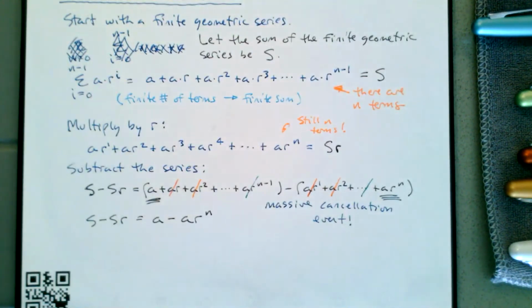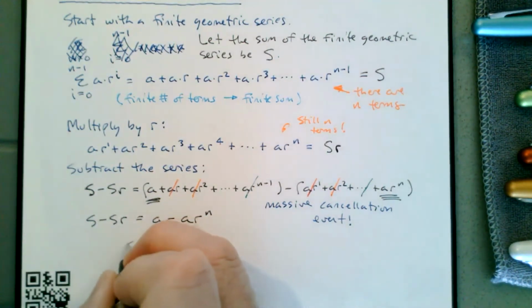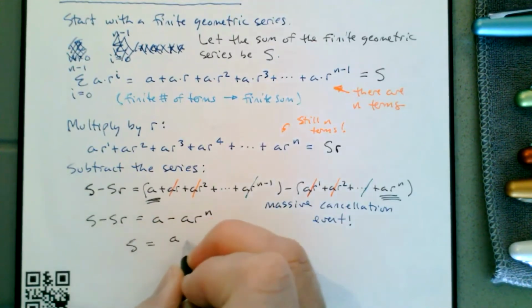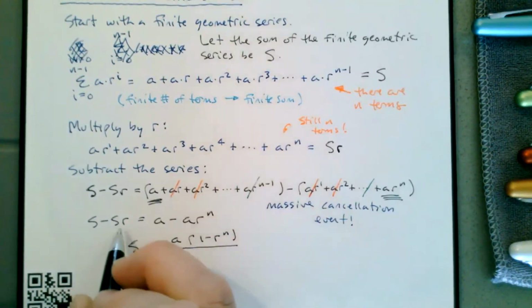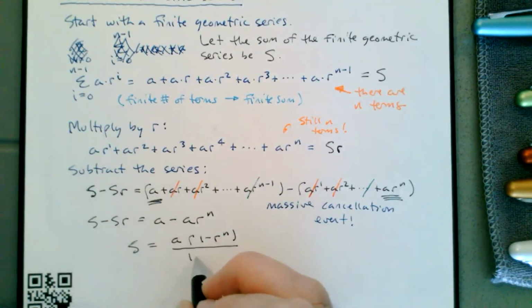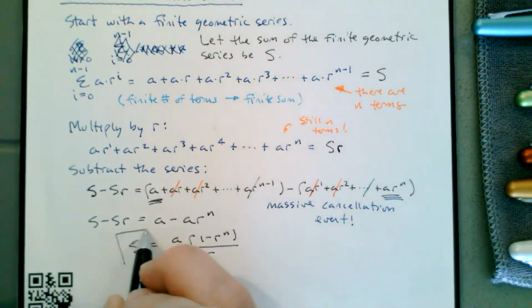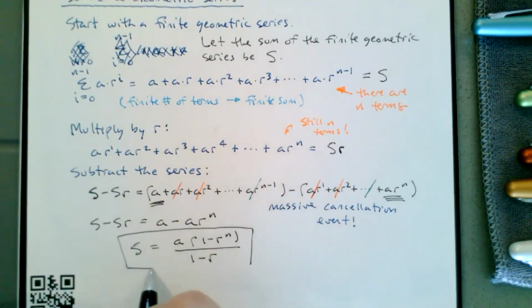Now we have to remember what we're looking for. What we can do at this point is solve for S, which is the sum of that original series, and it will only be in terms of A, the coefficient, R, the common ratio, and N, the number of terms. So we can solve for S as A times 1 minus R to the N, factor an A out of the numerator, factor an S out of the left-hand side, and then divide by 1 minus R. So here is a formula for the sum of a finite geometric series.